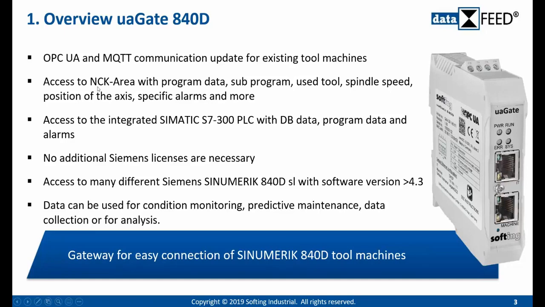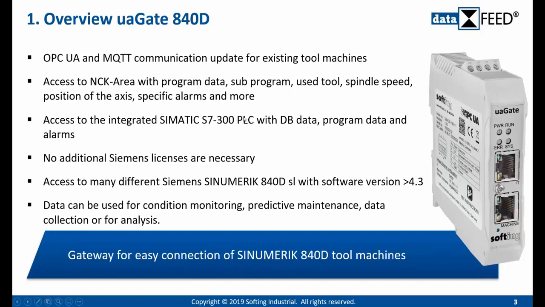The NCK area contains information about which tool is used, spindle speed, the position of the axis, also the alarm list, which torque has the engine which is running, and the PLC part contains data like program is running, program is stopped, program is aborted. It has also an alarm list, could be a workpiece counter, I don't know. But I'll come back to this later and tell more about the two parts, the NCK area and the PLC area.